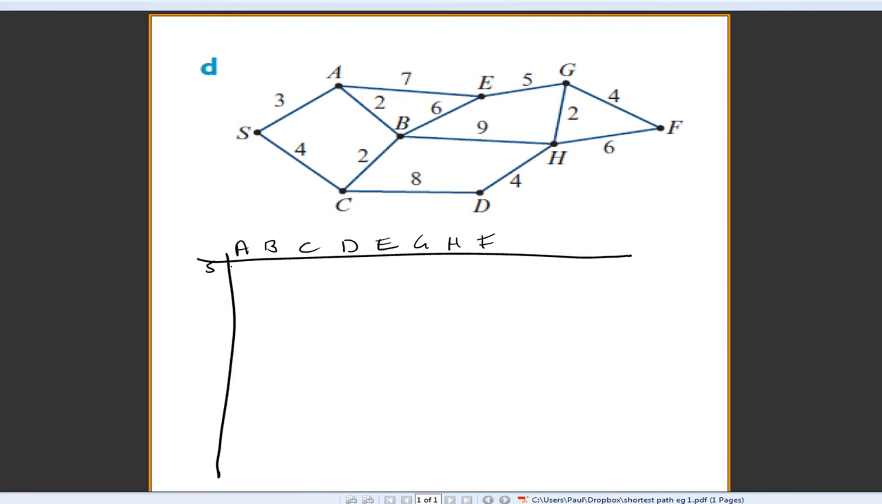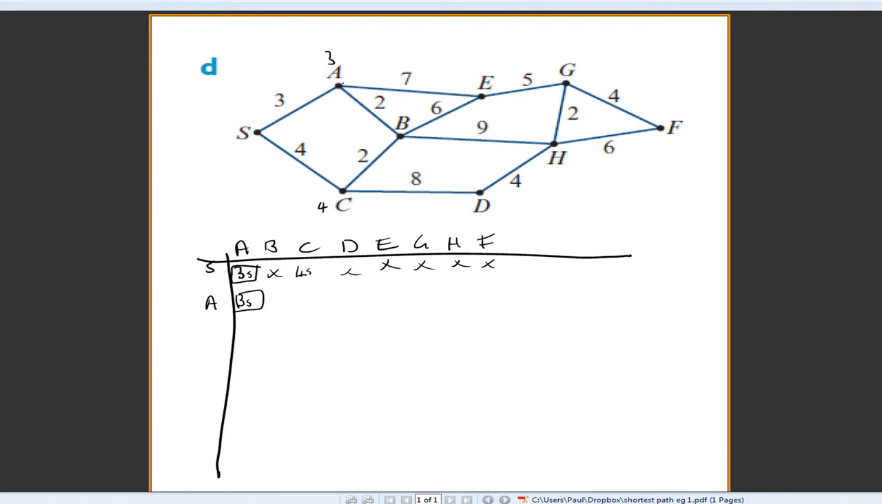Alright, so let's look at where we can get from S. We can get to A or we can get to C. A is going to cost us 3 and C is going to cost us 4. So to get to A, it's 3 from the start. To get to C is 4 from the start. We can't get to B, so we cross out the rest of those, choose and box the smallest value. A becomes the center of attention, rewrite all the box values, and now we're at A.